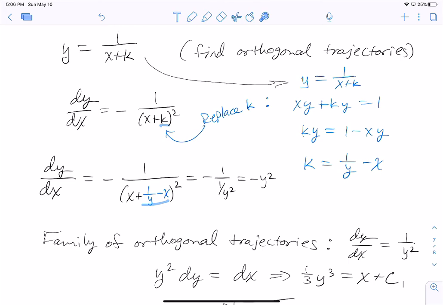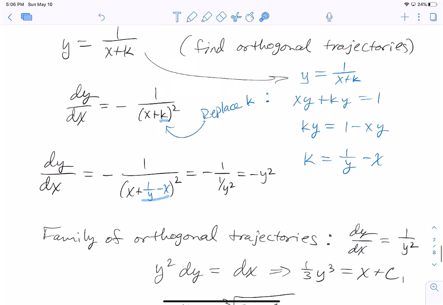Since our denominator had the square of x plus k, we now have the square of x plus 1 over y minus x. The x's subtract out. So dy/dx becomes negative 1 over 1 over y squared, and so the result is negative y squared. For the family of orthogonal trajectories, the negative reciprocal of that slope would give us that their dy/dx is equal to 1 over y squared.